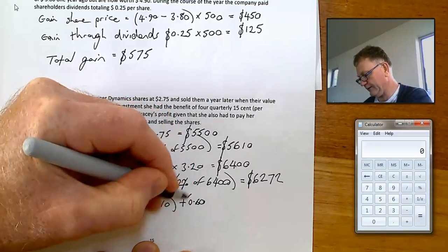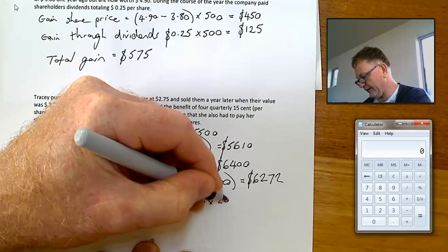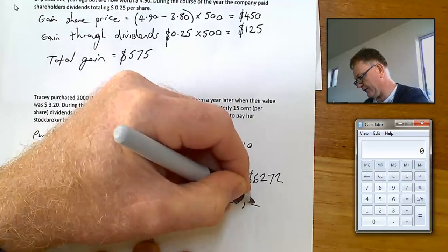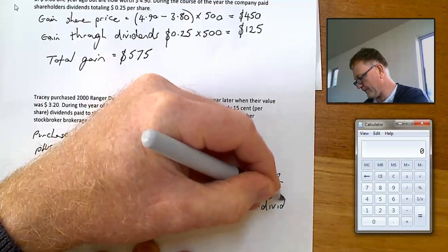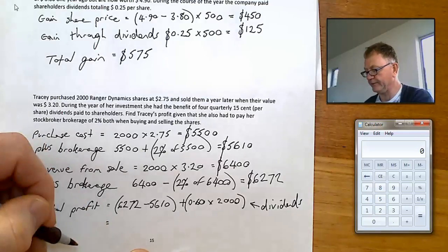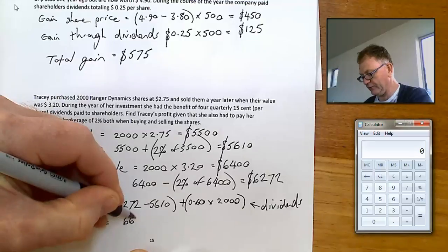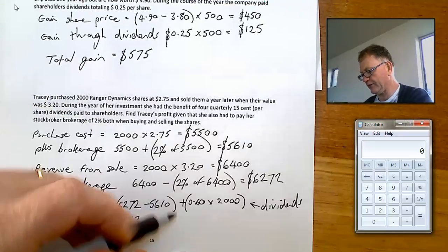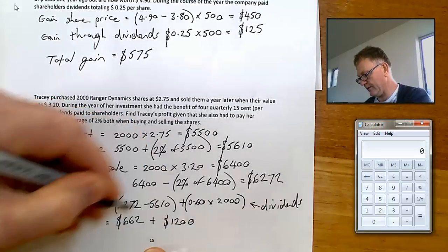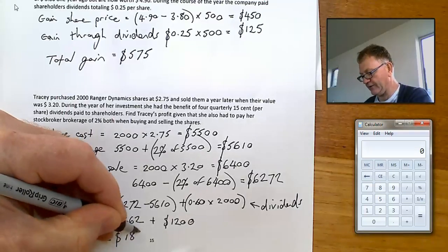Work in dollars, 0.60 times 2,000 shares, each getting 60 cents for the whole year. These are the dividends. This is the profit she makes from buying and selling. Work this out on the calculator, works out to be $662 from that. Work this out on the calculator, works out to be $1,200. And all up, total profits $1,862.